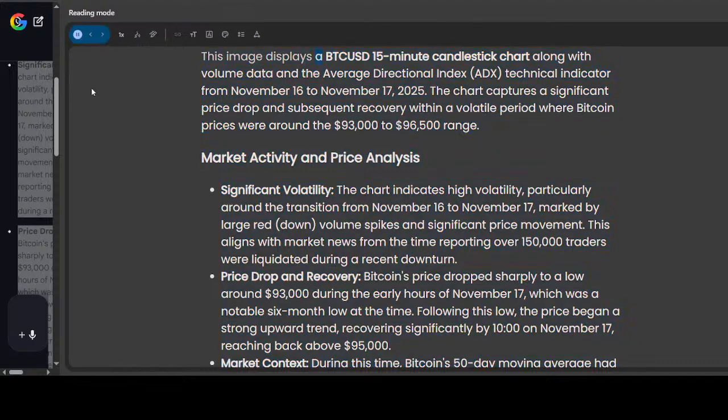This image displays a BTC USD 15-minute candlestick chart along with volume data and the average directional index (ADX) technical indicator from November 16 to November 17, 2025. The chart captures a significant price drop and subsequent recovery within a volatile period where Bitcoin prices were around the $93,000 to $96,500 range. Market activity and price analysis.